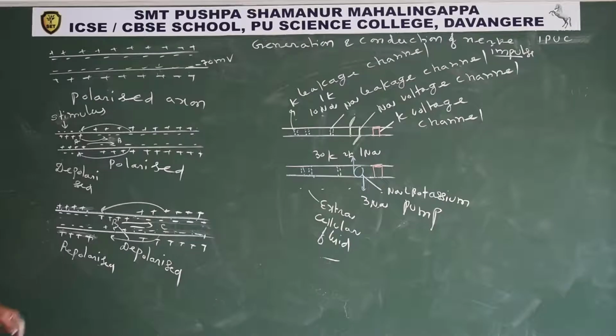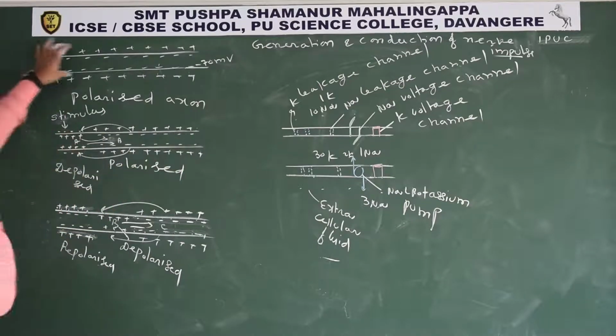What is a nerve impulse? Momentary change of electrical potential is a nerve impulse. According to our textbook, that is the definition. Momentary change of electrical potential is known as action potential. Conduction of action potential from one end to the other end of the axon is known as nerve impulse.